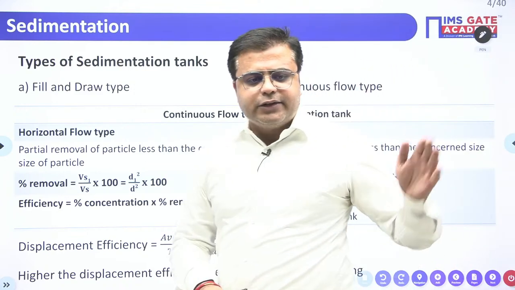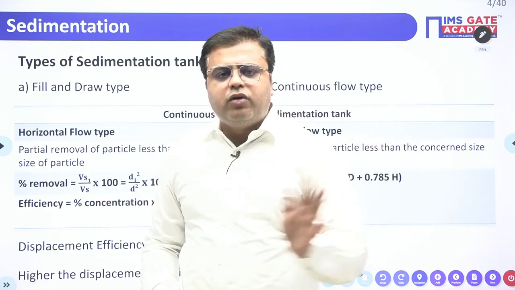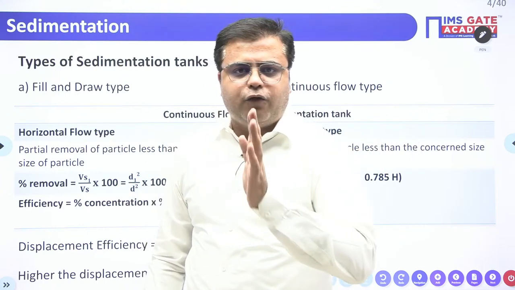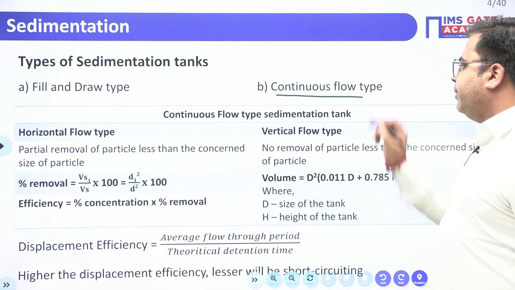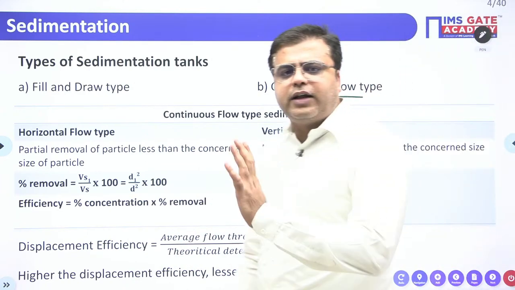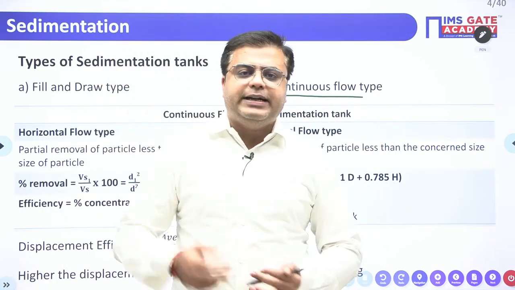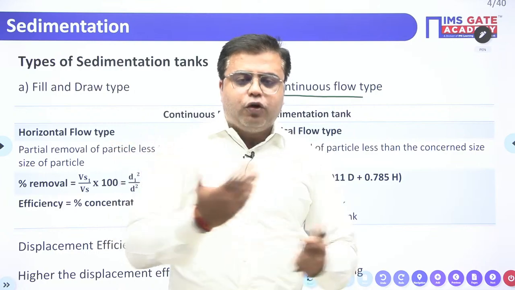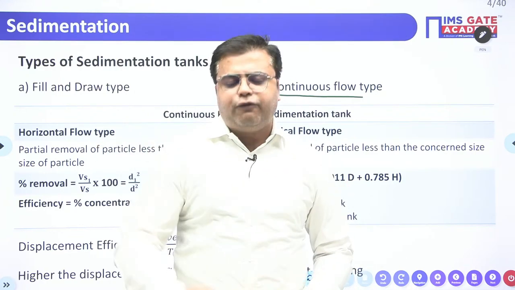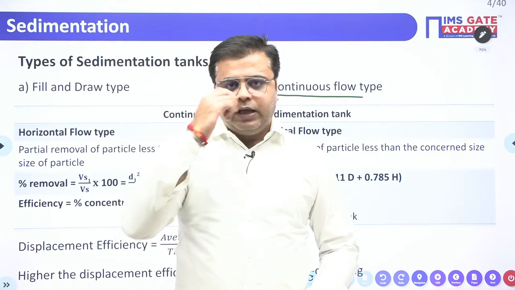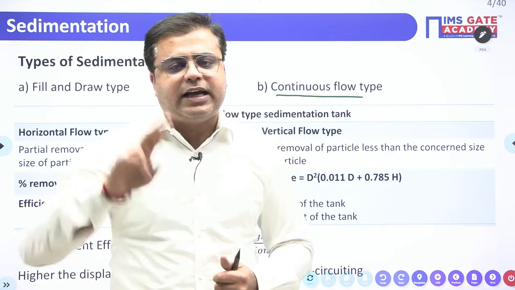In this continuous flow type tank, the flow happens in the tank throughout the period. No stagnation of water happens. As the name says, it is a continuous flow type tank, meaning continuous flow of water happens in these types of tanks. Now, depending upon the direction of flow, either the flow can move in the horizontal direction or in the vertical direction. So depending upon the direction of flow, these continuous flow type tanks are of two types.